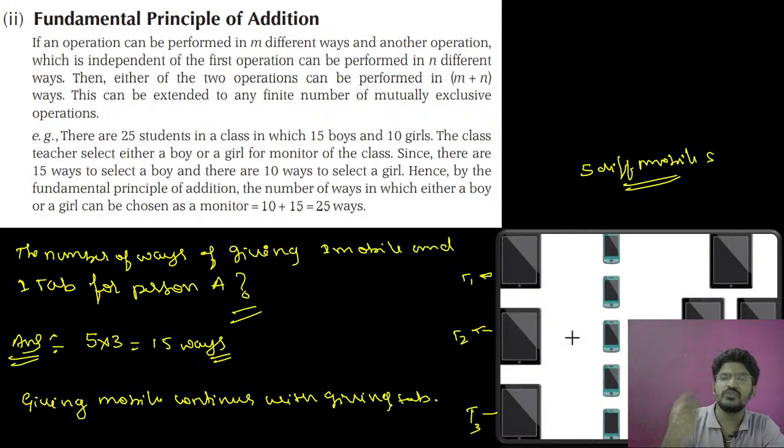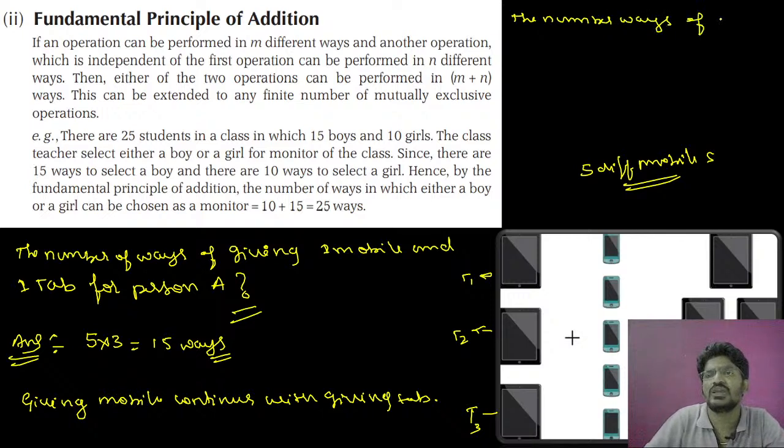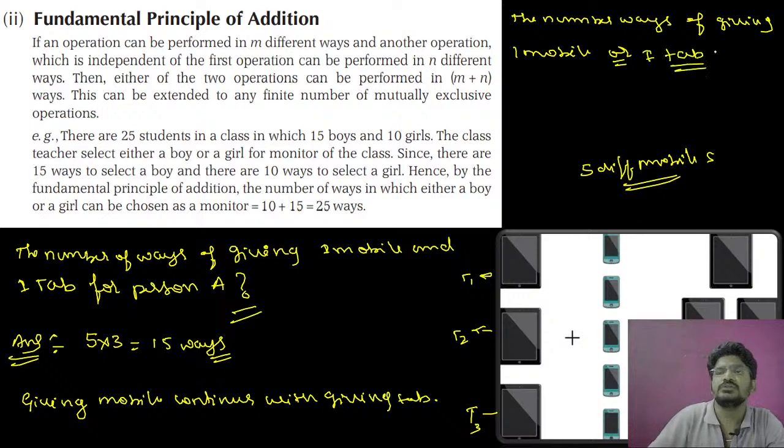So here you have 15 ways, but in the second case you just think, the number of ways of giving one mobile or one tab to person A.